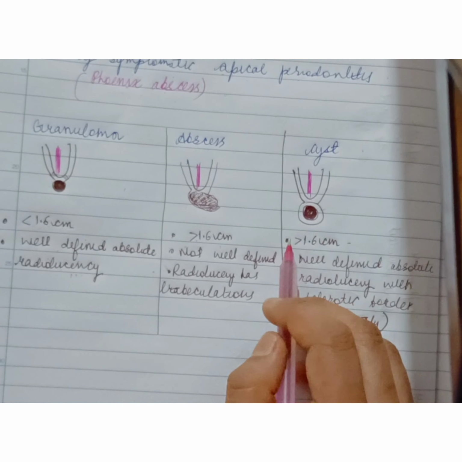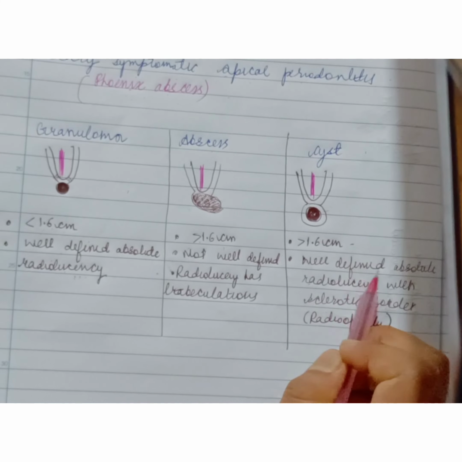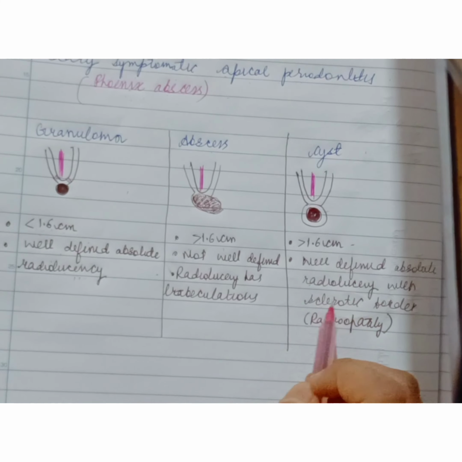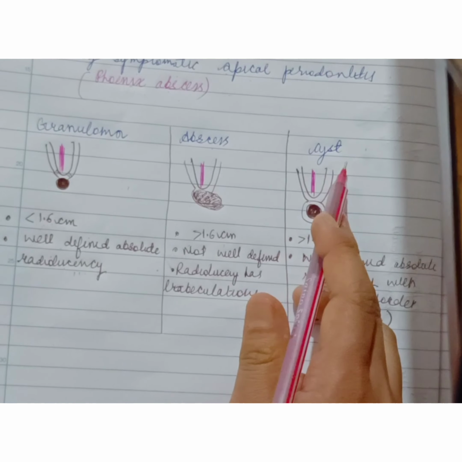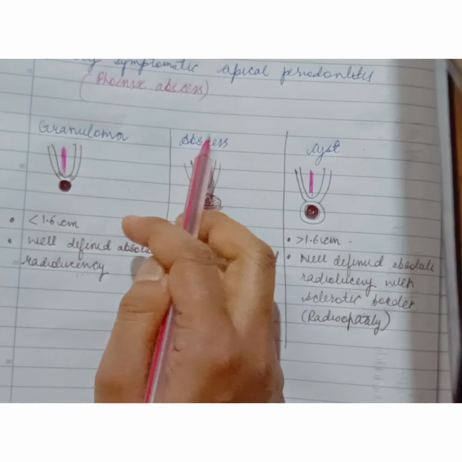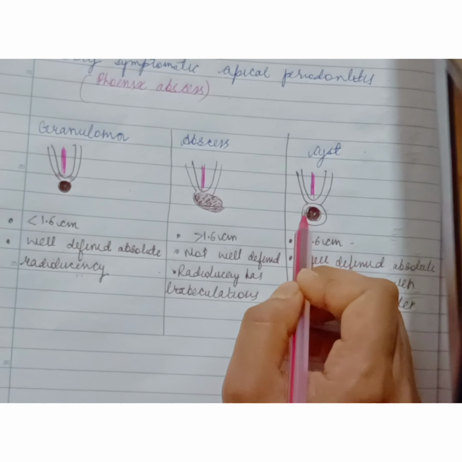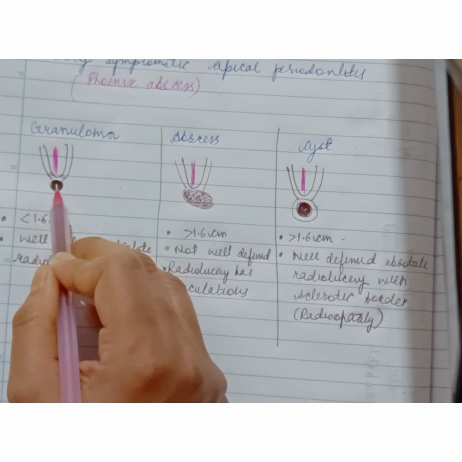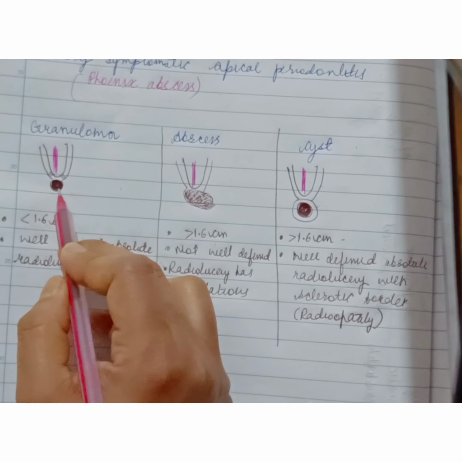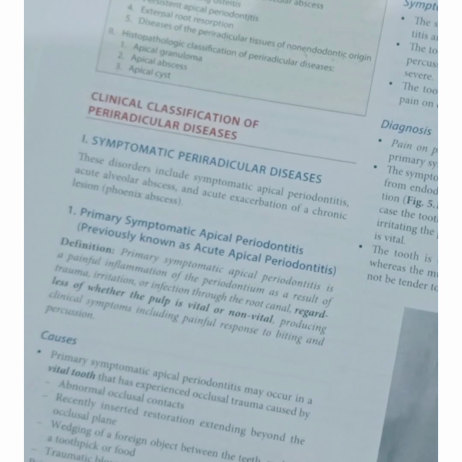Then, if the radiolucency is more than 1.6 centimeter, it is a well-defined absolute radiolucency but with a sclerotic or radio-opaque border, then the diagnosis goes to the cyst. Okay, granuloma, abscess, and cyst. This is well-defined. This is also well-defined, but it is surrounded by a radio-opaque border. This has a clear radiolucency, that is absolute radiolucency. This is also a clear radiolucency, but in abscess.